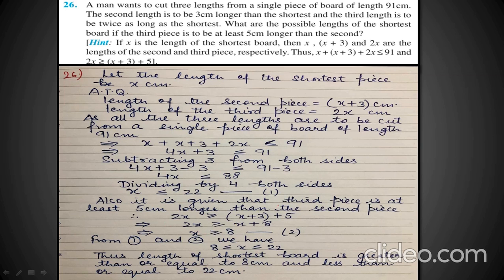So from the first and second inequality, we get x is less than or equal to 22 and greater than or equal to 8. So the possible length of the shortest board is greater than or equal to 8 centimeters and less than or equal to 22 centimeters. So this is the possible length of the shortest board. So this completes the 26th question.